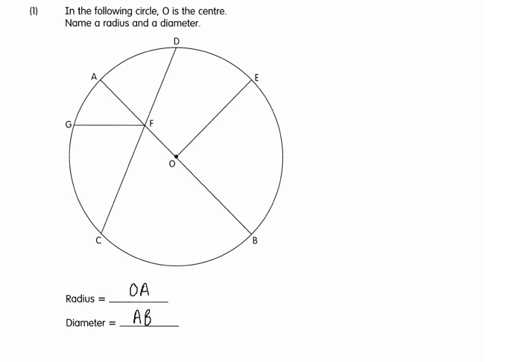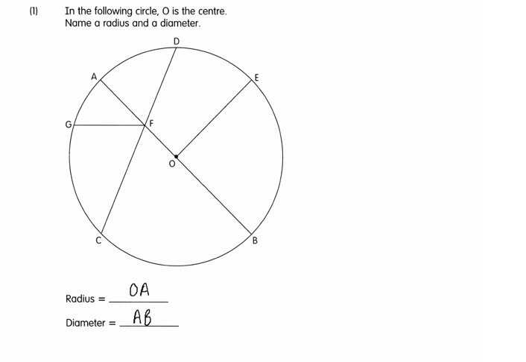OA is for radius. Can you see? OA, it's different because now we are naming the radius. So normally when naming the radius, we'll start from the center to the edge. So we'll name it as either OA, OB, or OE. But in our case, we just standardize, we will put OA as the answer. Okay?